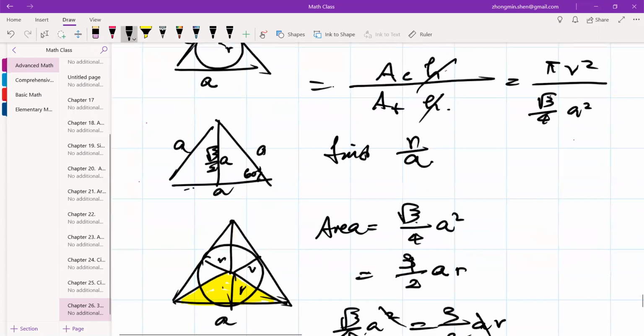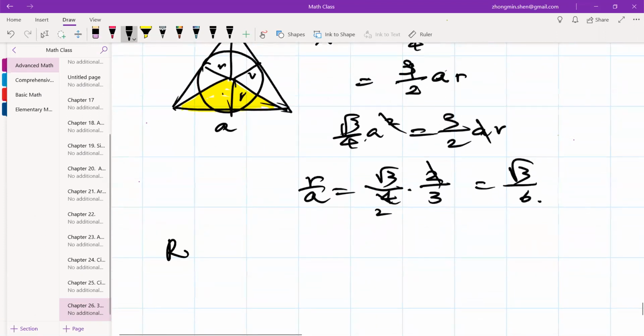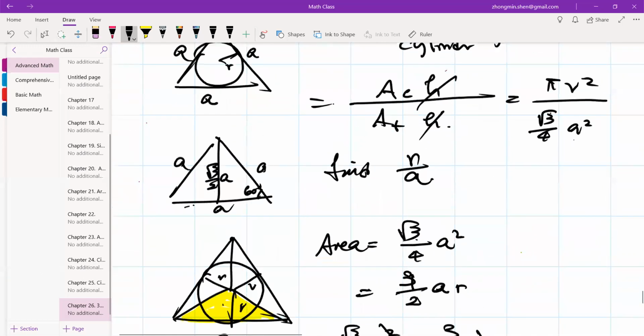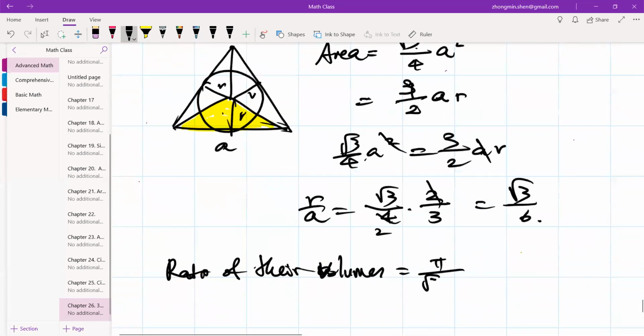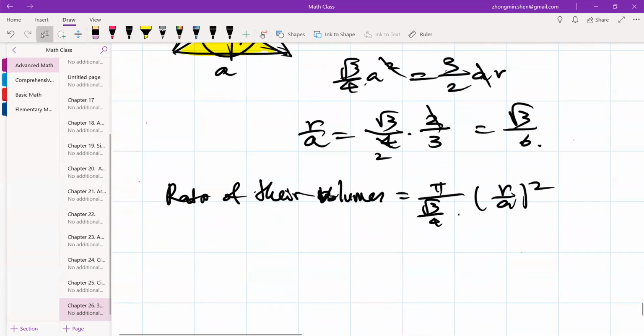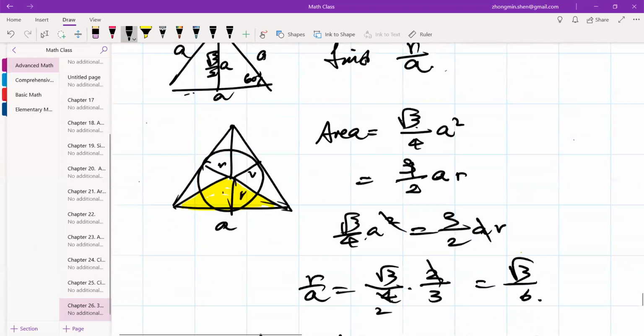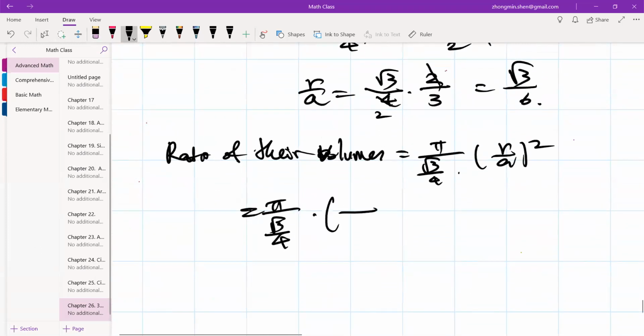Then you plug them into the above formula, the ratio of the volumes. Let's go back, we have to finish the answer. It's pi over square root of 3 over 4, then R over A squared. Then you simplify it. R over A is square root of 3 over 6, and the square gives 3 over 36. So I'm going to simplify, and that is going to be pi times square root of 3 over 9. So this will be the answer.